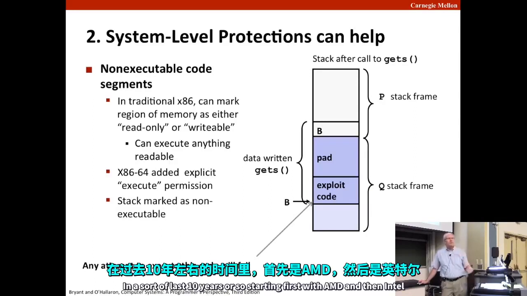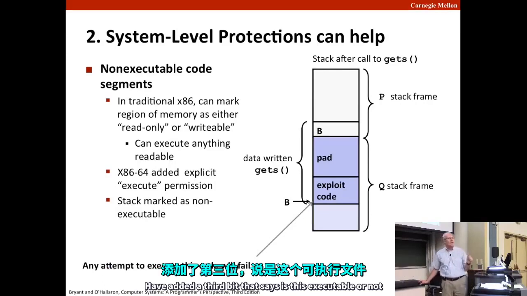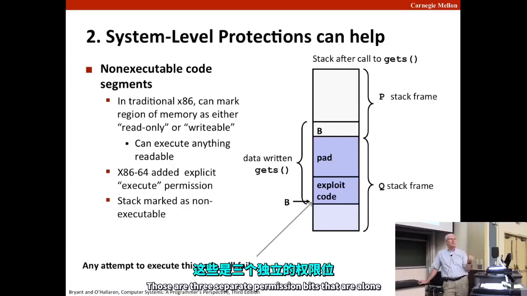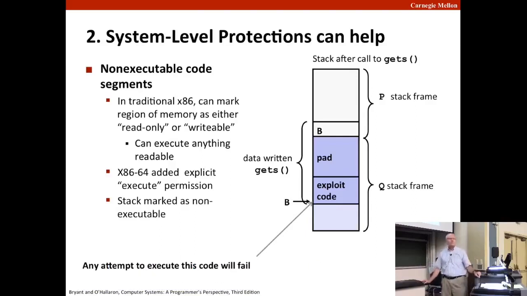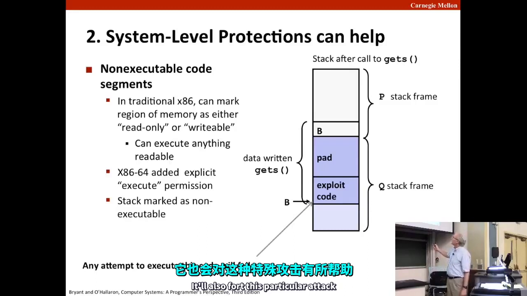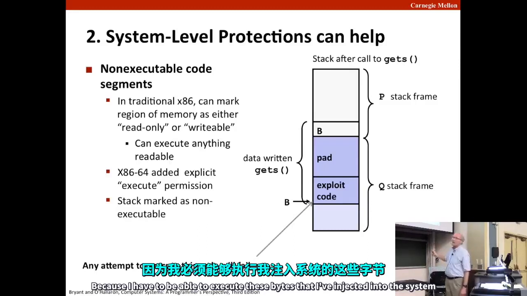In the last 10 years or so, starting first with AMD and then Intel, they have added a 3rd bit that says, is this executable or not? Similarly to the permissions you have on a file in Unix. Is it readable, writable, executable? Those are 3 separate permission bits. So by simply marking the stack as not executable, it'll also thwart this particular attack, because I have to be able to execute these bytes that I've injected into the system.